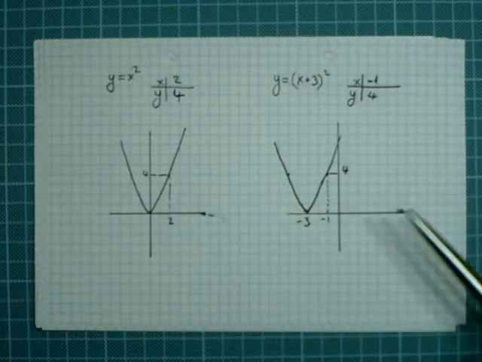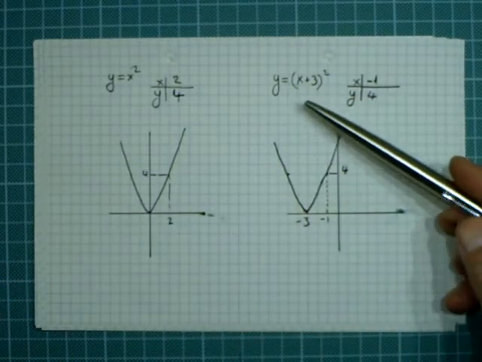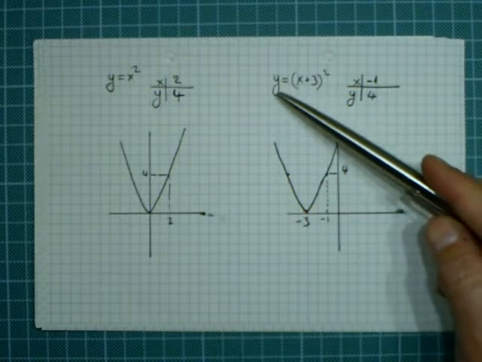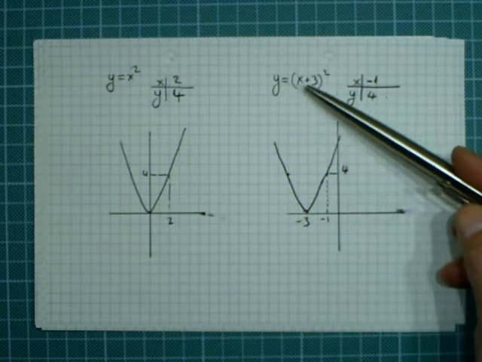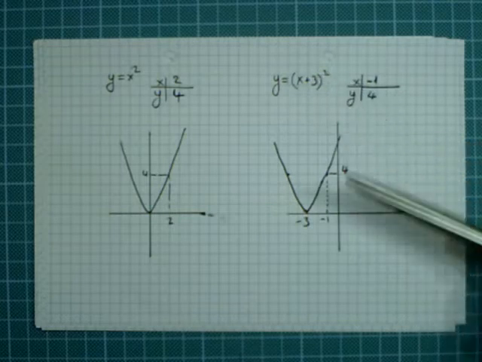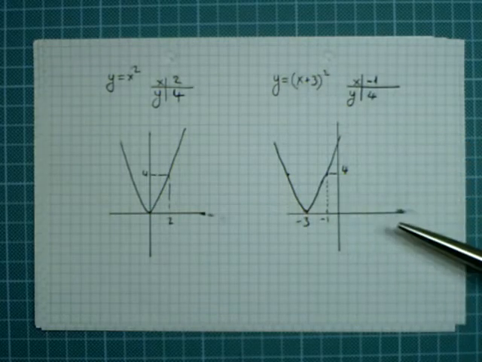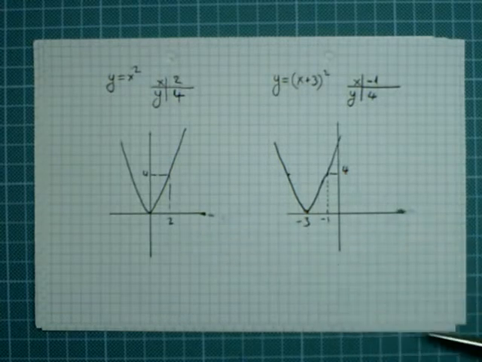Now, what happens if we substitute x with x plus 3? Now we have the function y equals (x plus 3) squared. As we can see, our new graph moves 3 units to the left.